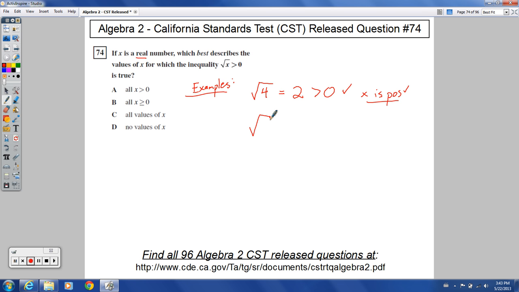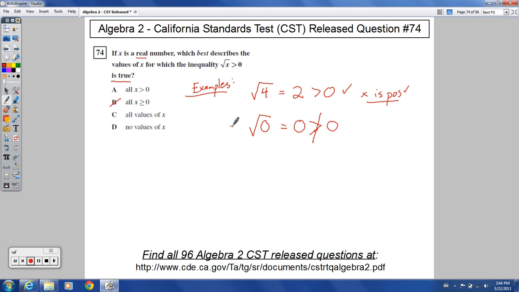What happens if we plug in 0 itself? The square root of 0 is 0, and is 0 greater than 0? No, I'd put a slash through that. It's not greater than 0, so I would say that this one doesn't work out. So could x equal 0 if we're going to have the inequality be true? No. So x greater than or equal to 0 is not going to work out.